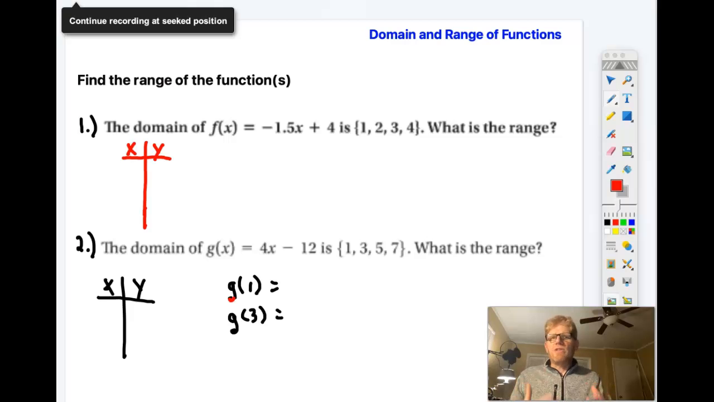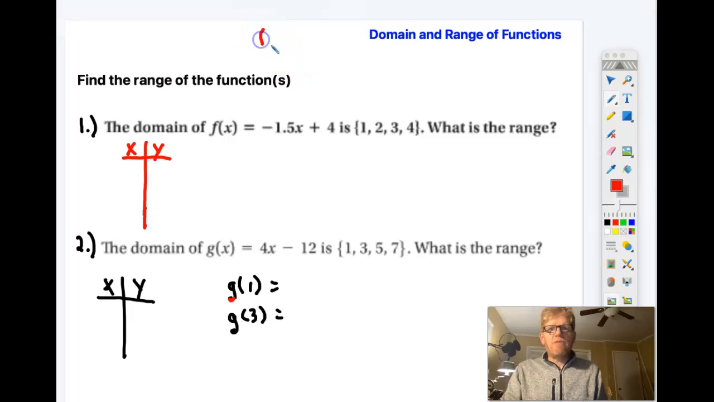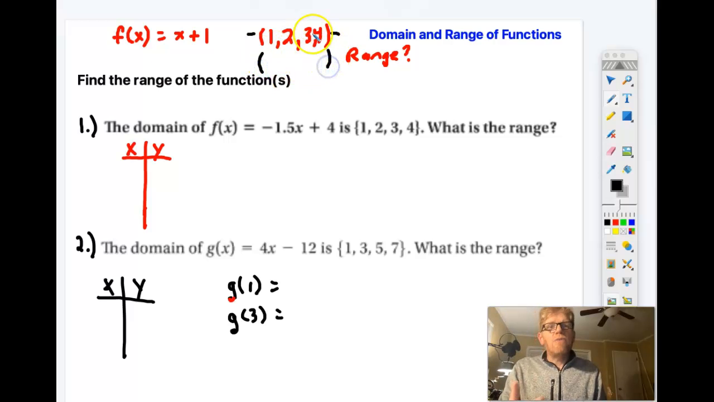Now, one of the more common questions you'll get when it comes to functions is, if we're given a certain domain, let's say we are given the domain 1, 2, 3, and 4. These are the numbers that we'll put into our function. Let's say our function is x plus 1. They give us the domain, and they ask us what is the range. These are all the possible input values, so what are all the possible output values? And it really is as simple as evaluating this function for each one of these values.